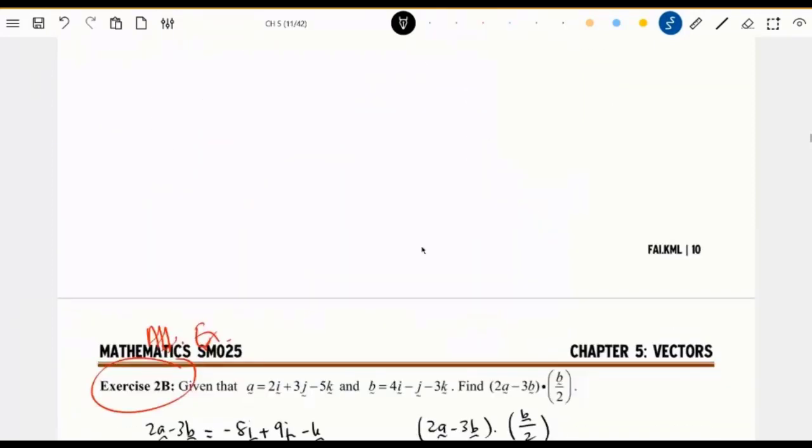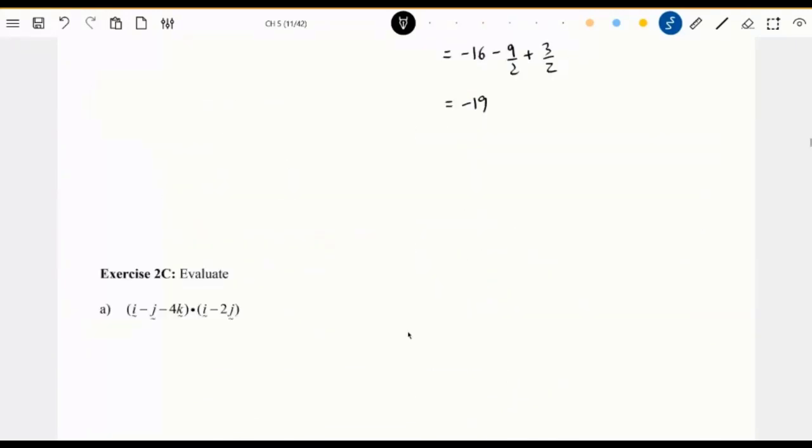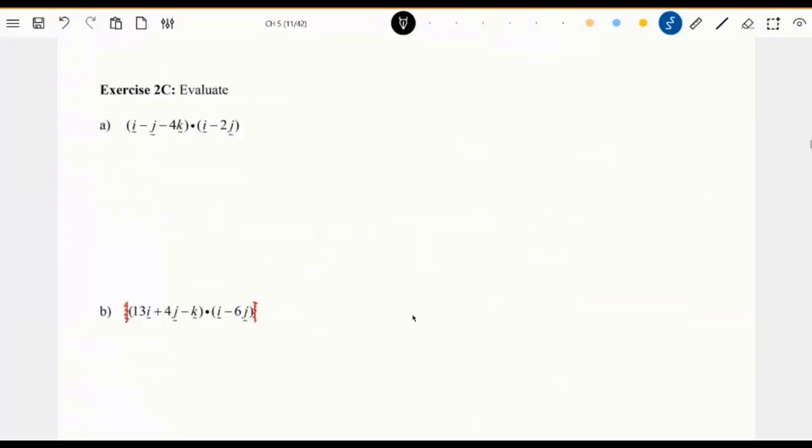So 2B we have already discussed. This one is fine, I will check again later. Alright, 2C. We have a correction for part B. For 2C part A, we change to the column matrix first. So what do we change the column matrix into?